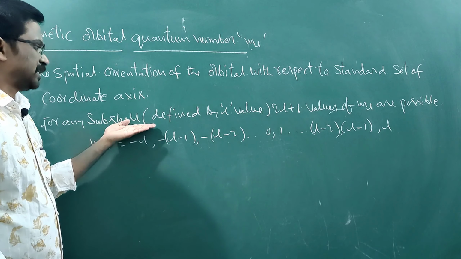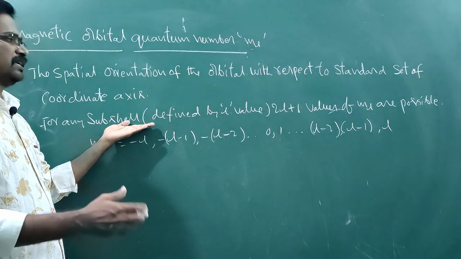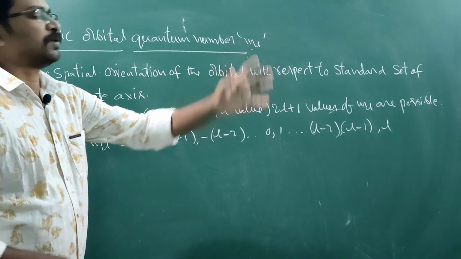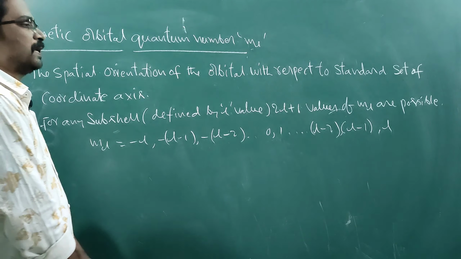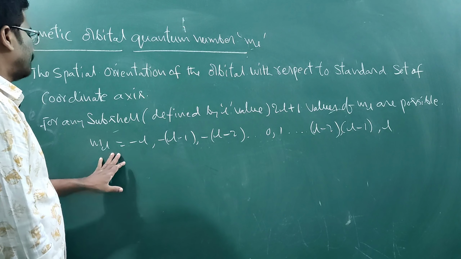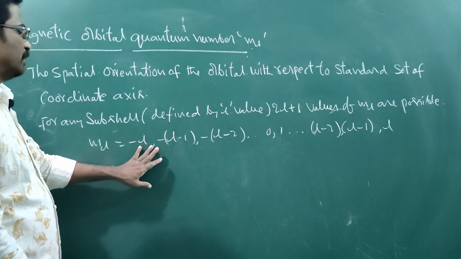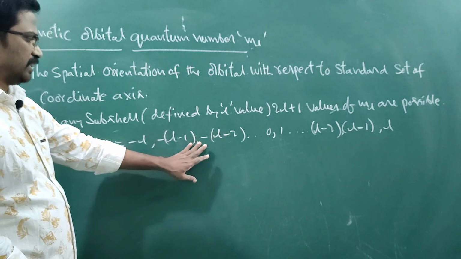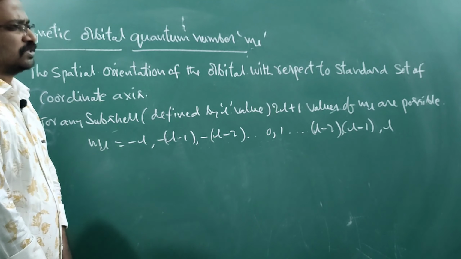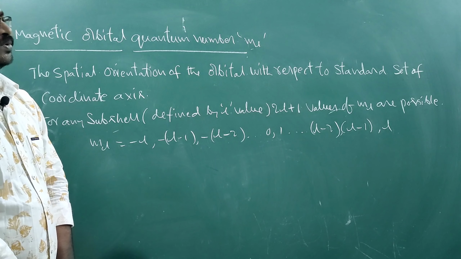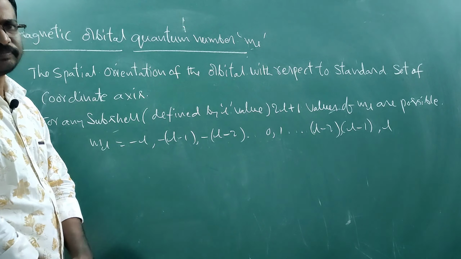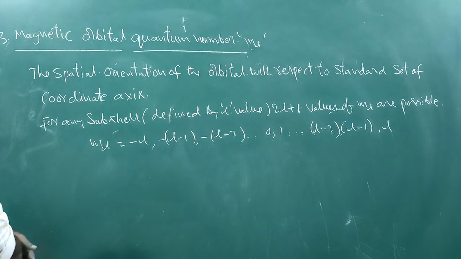For any subshell, for a given value of L, 2L plus 1 values of ML are possible. The ML values are minus L, minus L plus 1, minus L plus 2, and so on, up to L minus 2, L minus 1, L. So how do we understand this? Let us take an example.